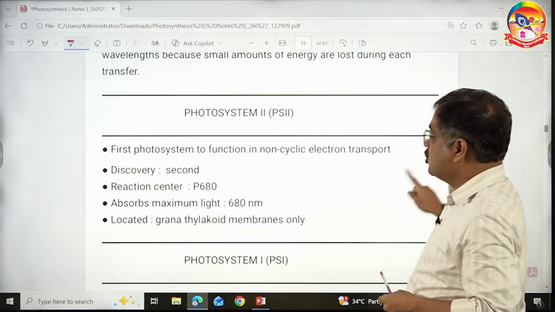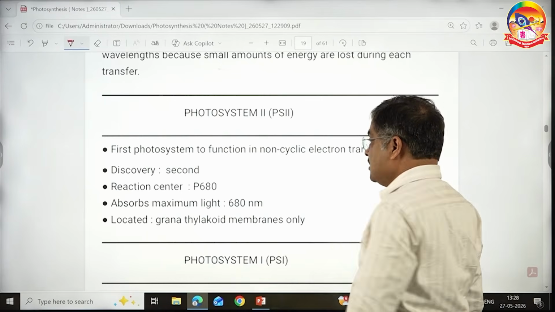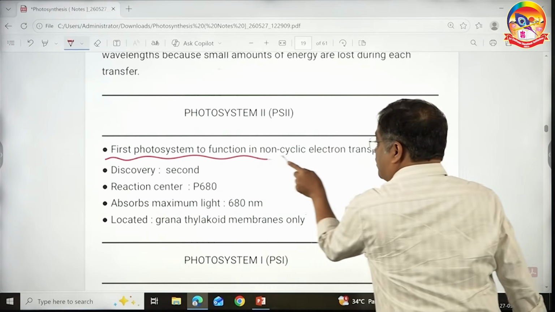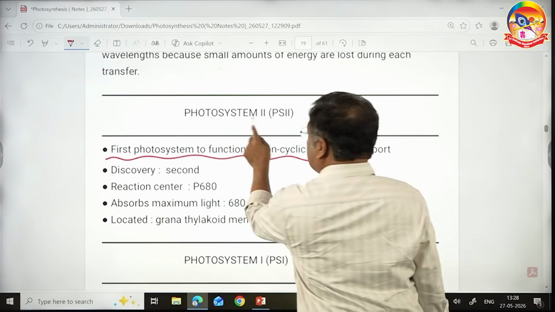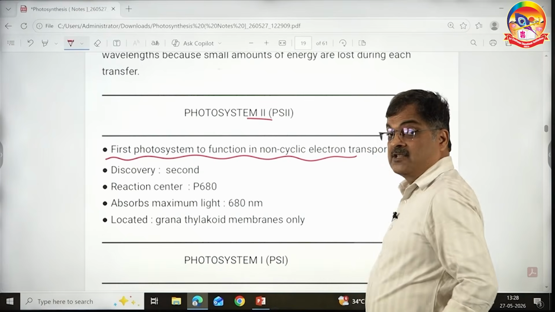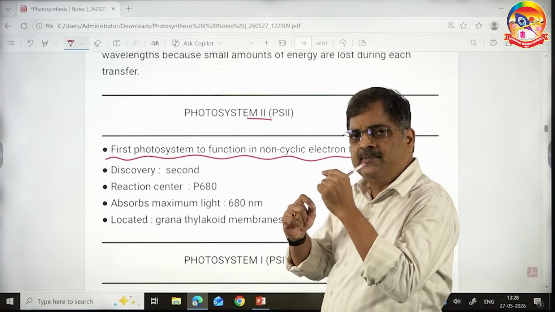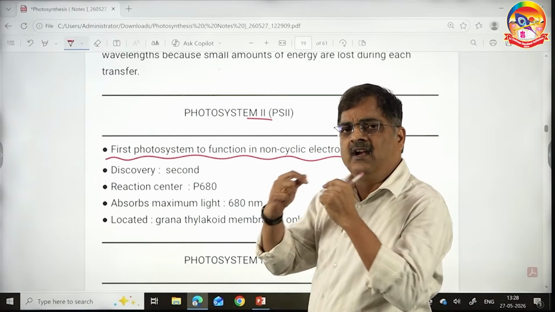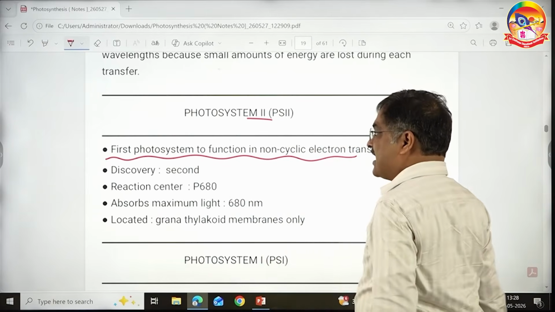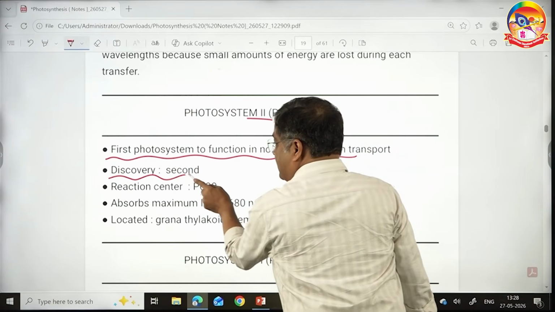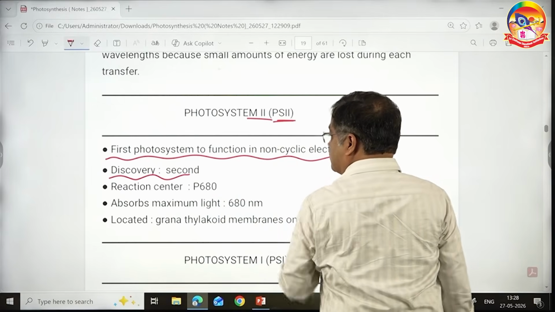Now we talk about photosystem 1 and photosystem 2. The first photosystem to function in non-cyclic is PS2. Even though your textbook says both the photosystems operate simultaneously, photosystem 2 operates a little earlier than photosystem 1 because it excites earlier. In discovery, it is second. That is the reason why you call it 2.